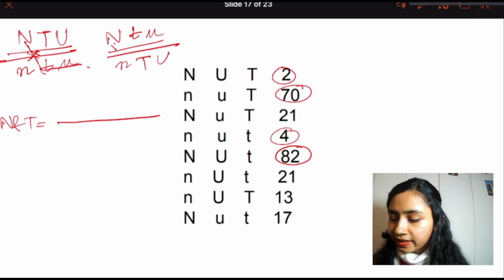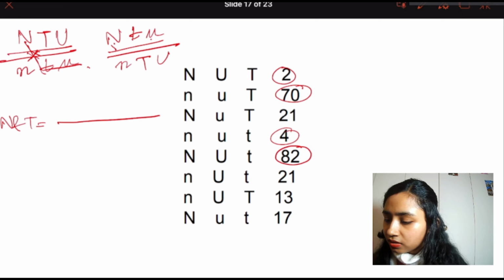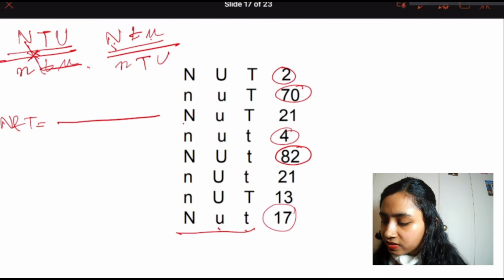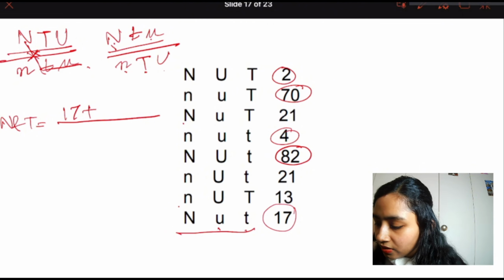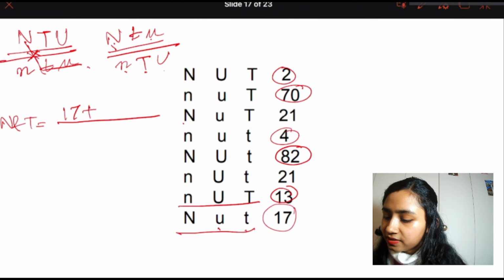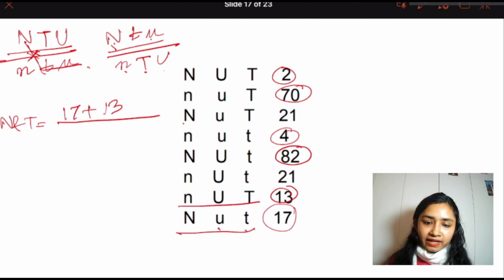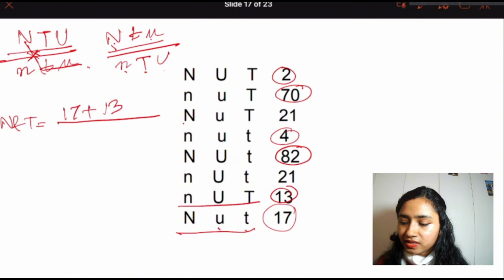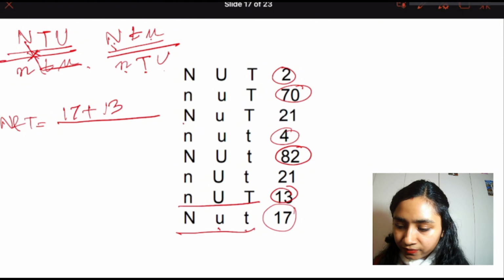So capital N small t small u, capital N small t small u. This one we got 17, plus small n capital T capital U, small n capital T capital U. This is 13. So the distance between N and T will be the number of recombinants into 100 divided by the total number of offspring. So the number of recombinants, so the distance between N and T we found out.